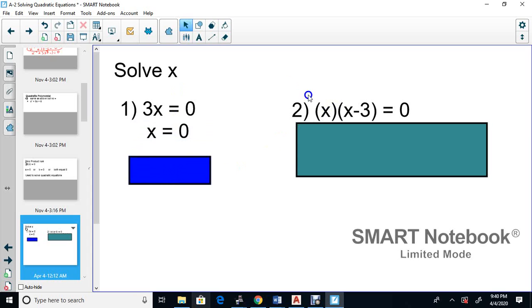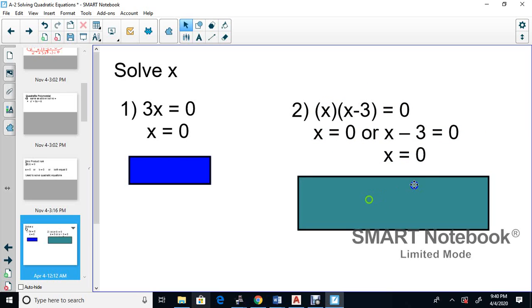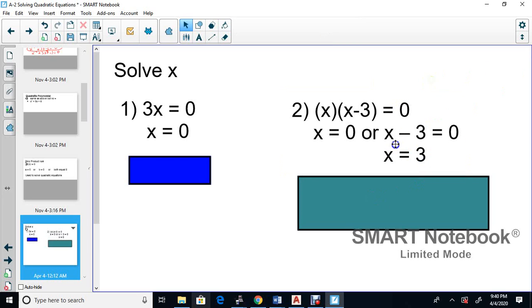Okay, let's look at number 2. So either x has to equal 0 or x minus 3 equals 0. So here, either this bracket equals 0 or x minus 3 equals 0. So if x is equal to 0, looks like that. Or, and I better edit that, if you bring the 3 over to the other side, x can equal 3. So if x minus 3 equals 0 and you bring the 3 to the other side, x equals 3.